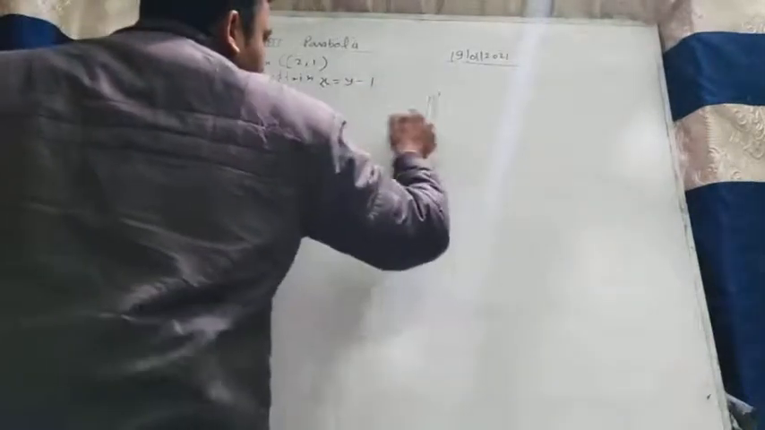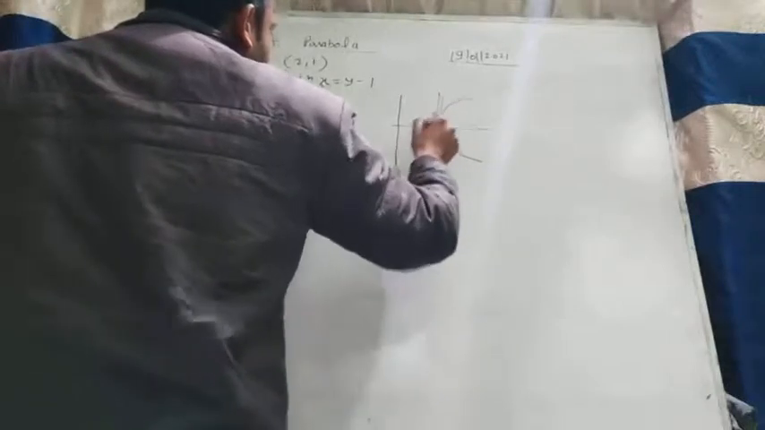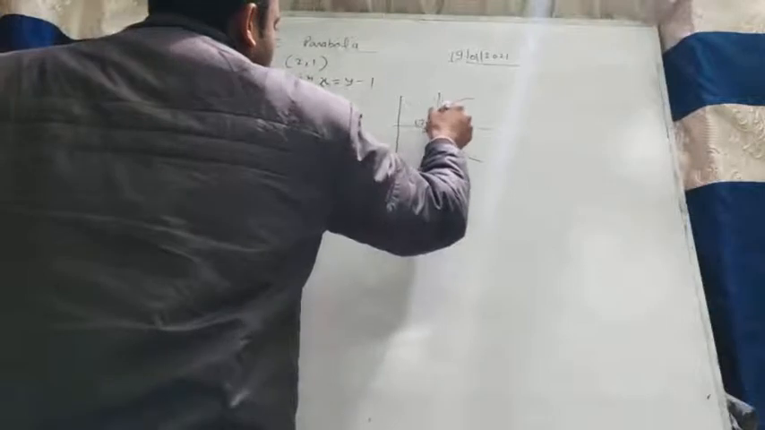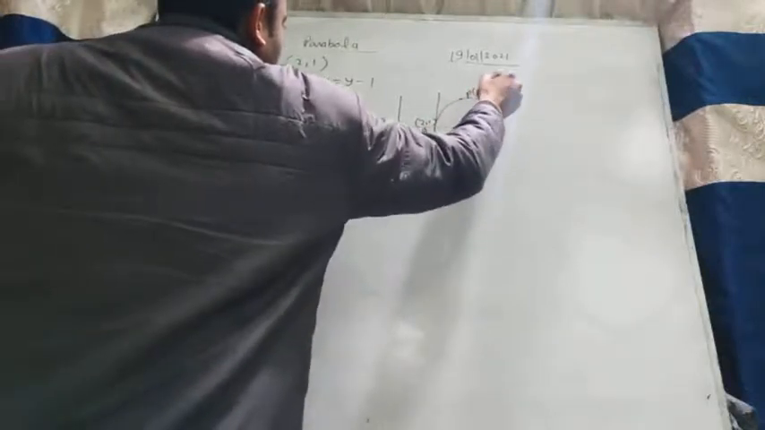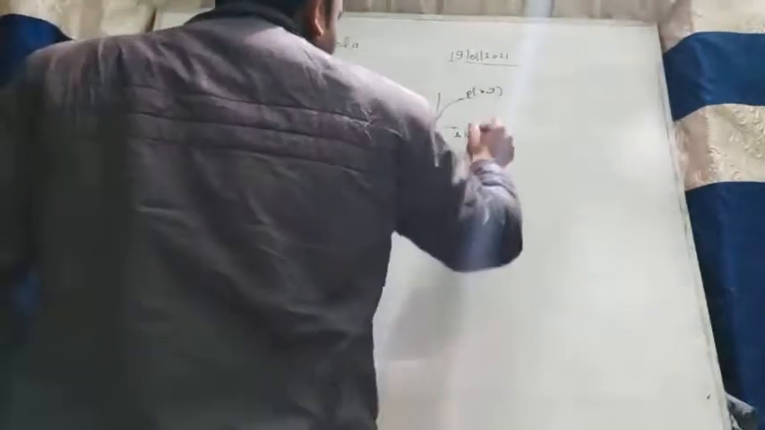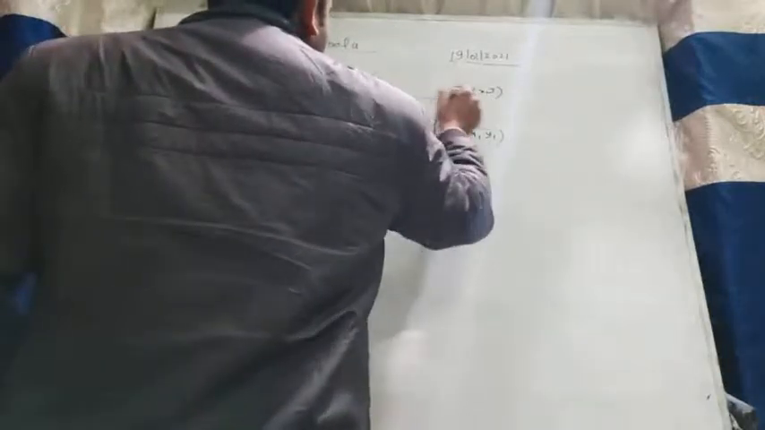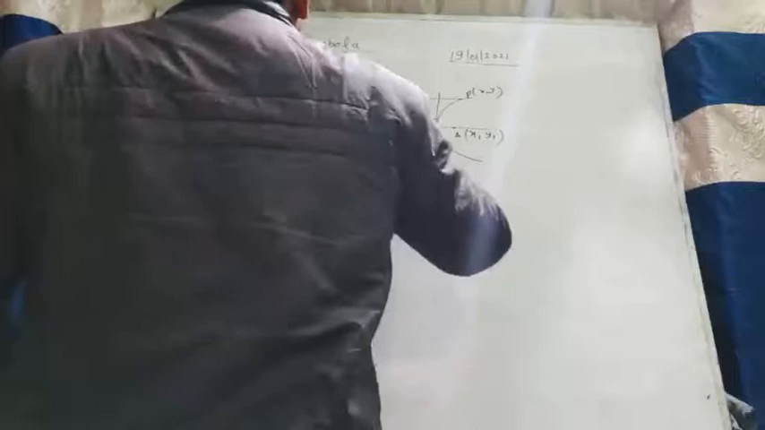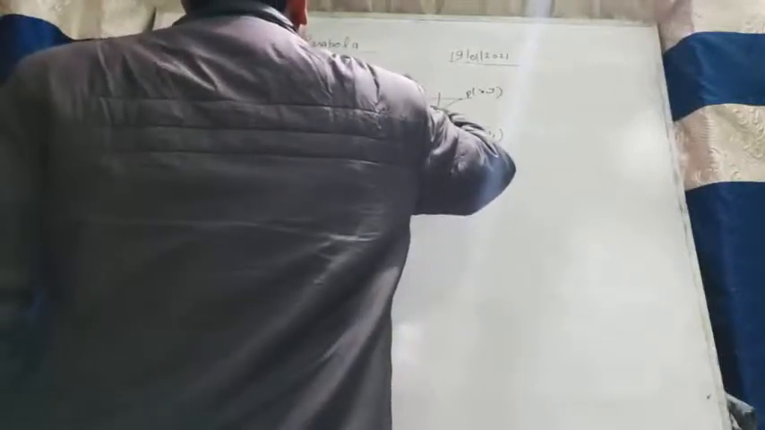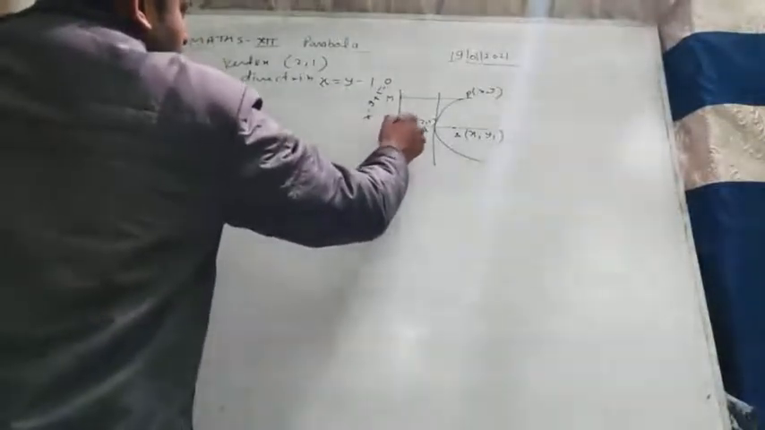So this is our vertex whose coordinate is given to us, 2, 1. This is point P whose coordinate is x, y, and this is our S, which we have to find, x1, y1, and here is the directrix. So this is PM, which is x minus y plus 1 is equal to 0. Okay student, now this is our R.